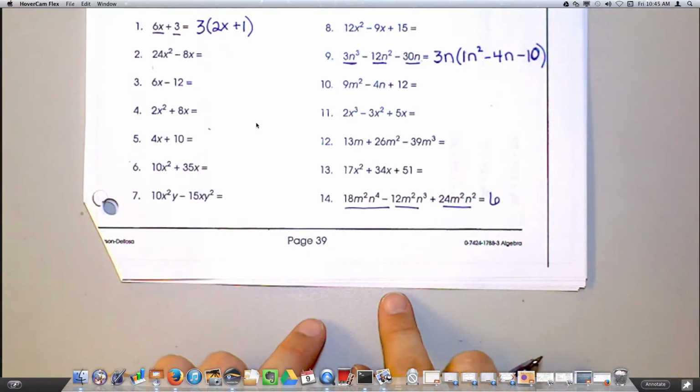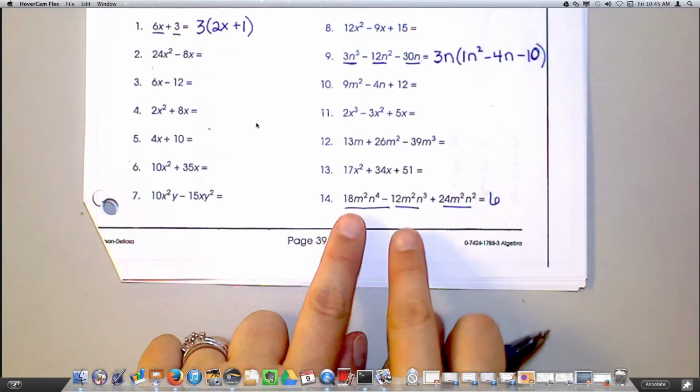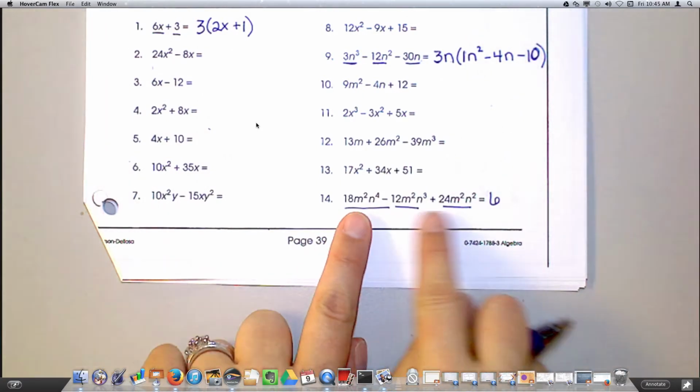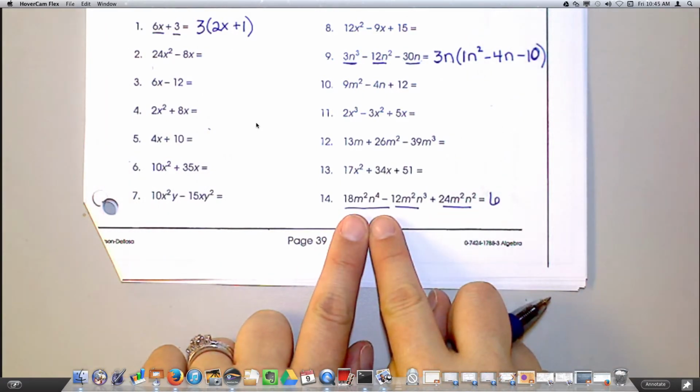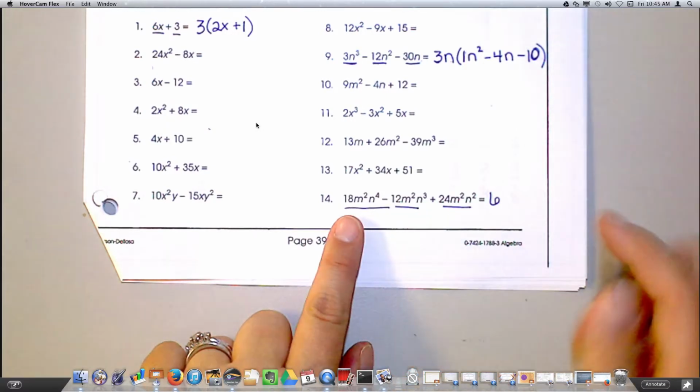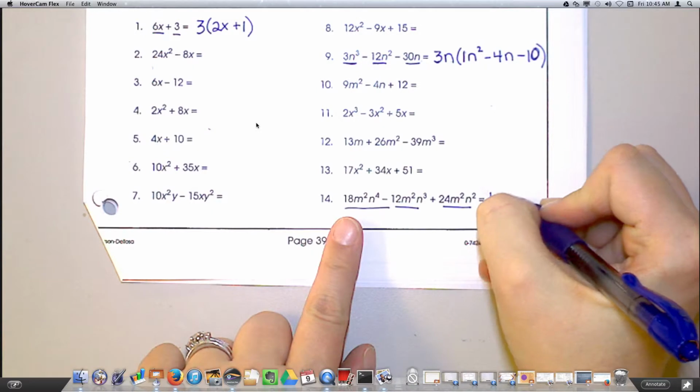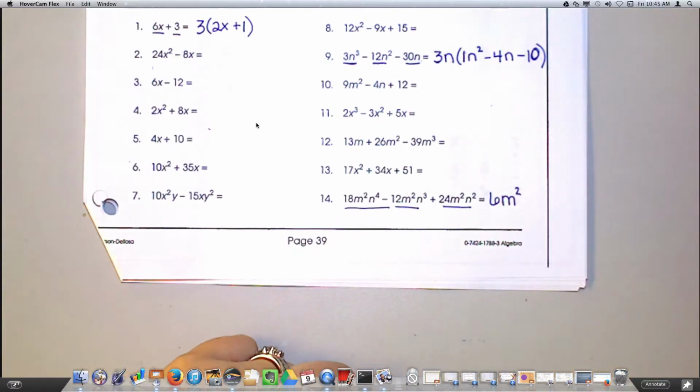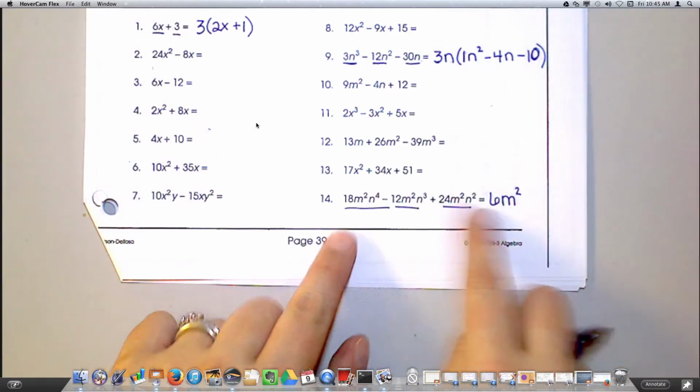14. Now let's look at the letters separately. The M's first. How many M's could I take from everything? I can take 2, right? Because they all have 2. I'm trying to take the largest amount that I can. Okay, so I can take both. Yep, because they all have 2 to give.